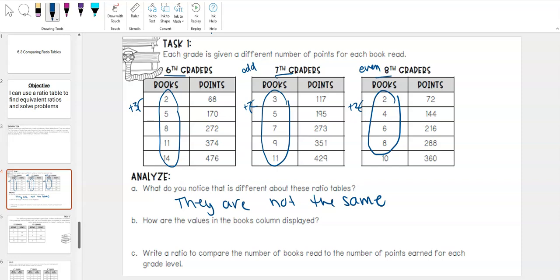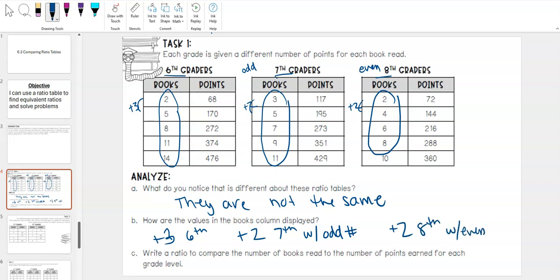Now, how are the values in these books columns displayed? Well, we just talked about that, right? We are skip counting by 3s in 6th grade. We're increasing by 2 in 7th grade with odd numbers. And we're increasing by 2 in 8th grade, but with even numbers.